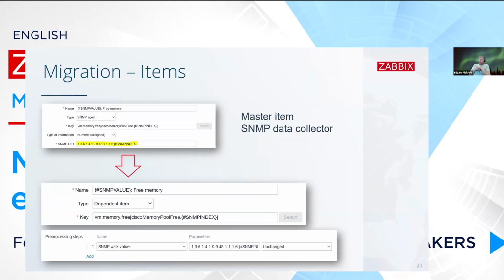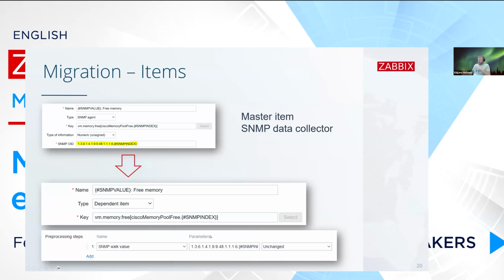Then, for the items themselves, again, I open some item or item prototype and copy the OID used in it exactly, then switch it to be a dependent item, the item key remains the same, and add the pre-processing step, SNMP walk value, and paste that exact OID here, with the LLD macro also here.